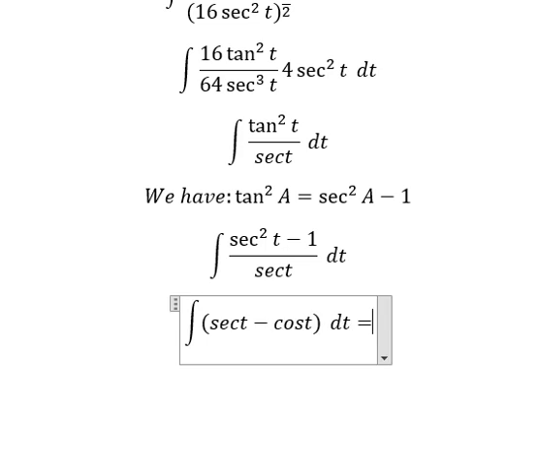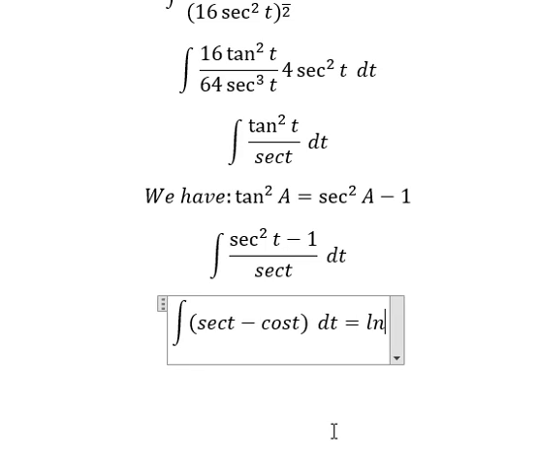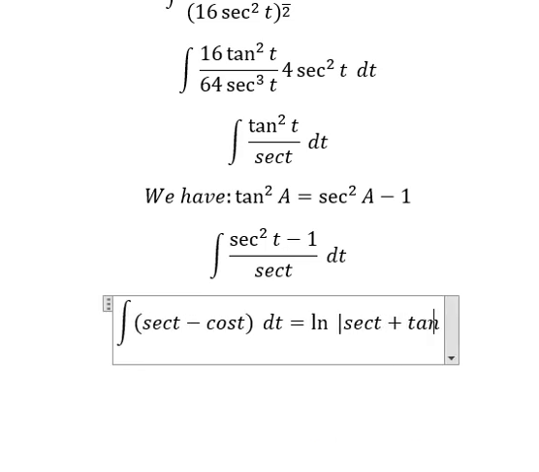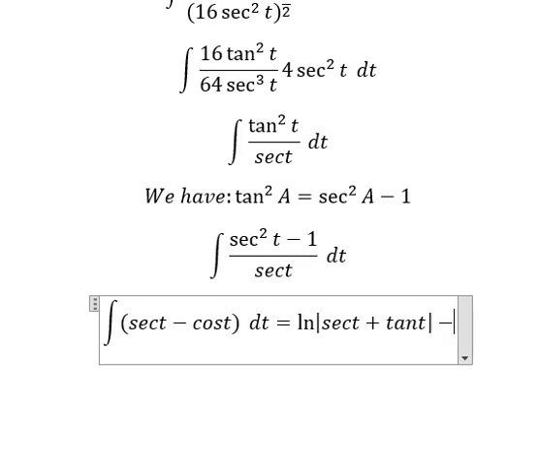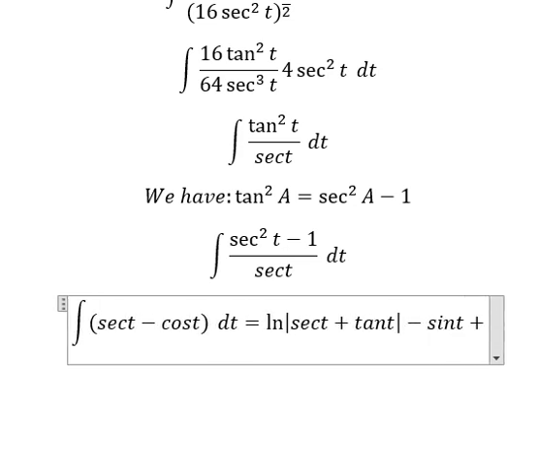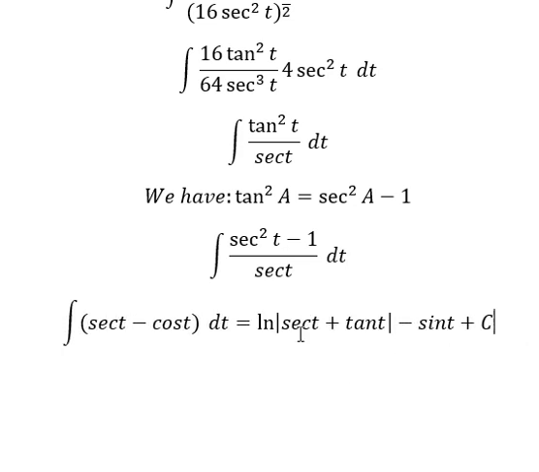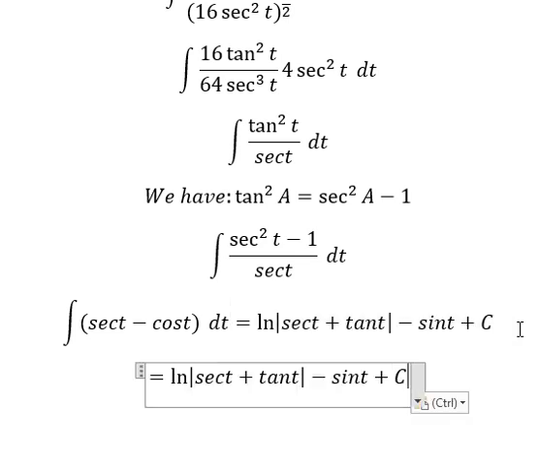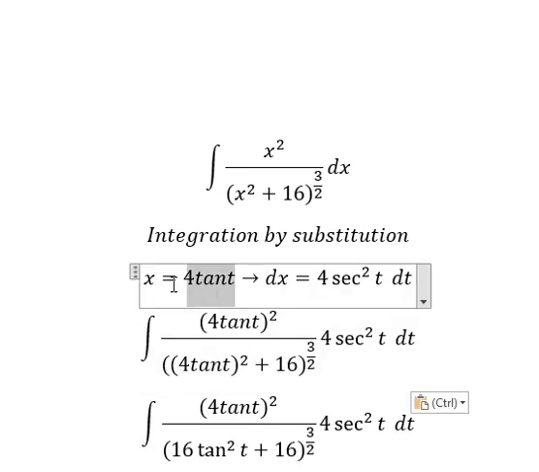And now we have the final answer. The integration of this one is ln of the absolute value of secant of t plus tan t. Cosine t integrates to sin t. And I will put plus c. So about t, that is about this one.